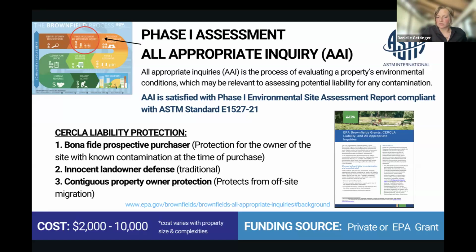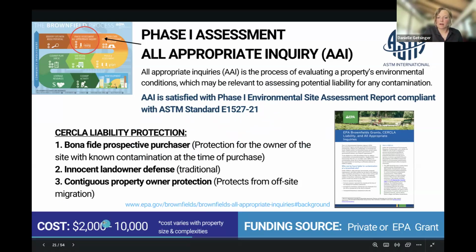So when you go out for a consultant, an environmental professional will do this, and you're going to ask for the most recent standard and make sure it's the most recent standard. You'll know it because it has 21 after it. So this is the most recent standard of all appropriate inquiry, and it helps to identify your CERCLA liability protection. So this is required to qualify for bona fide prospective purchaser, innocent landowner, or contiguous property owner protection under CERCLA. So just emphasize that.